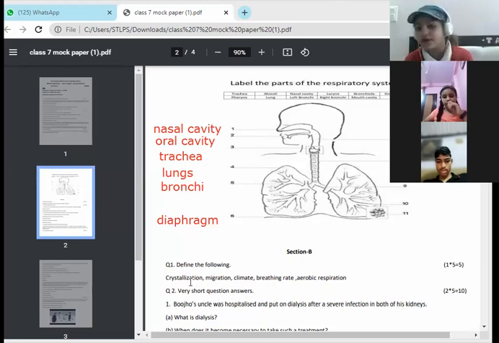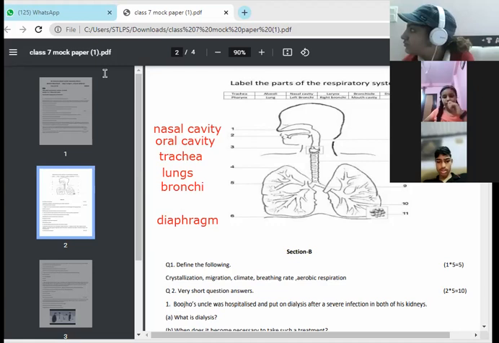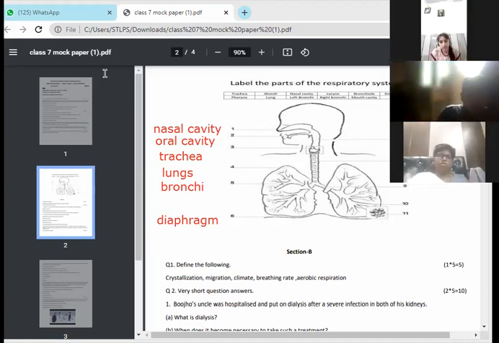If you know the definitions of each one, kindly raise your hand. What is migration? Yes, Mahi. Ma'am, may I tell the definition of migration? Yes, you may. Ma'am, to move from one place to another to escape the harsh or cold climatic conditions is known as migration. Very good. To move from one place to another to protect ourselves from the harsh conditions, that is known as migration.